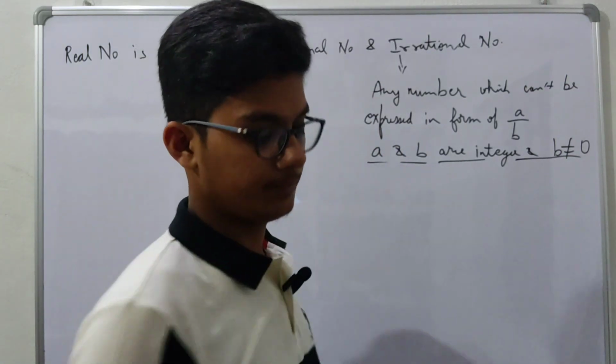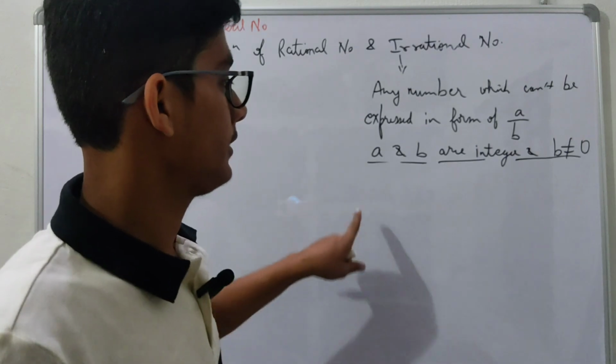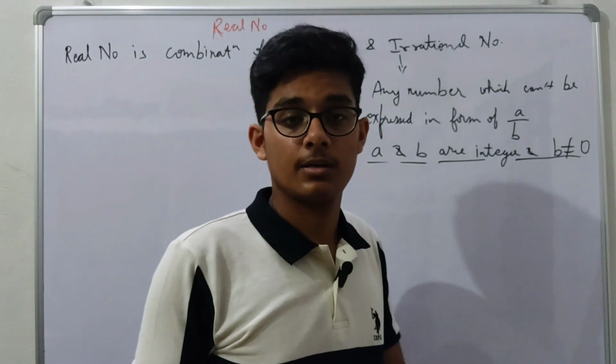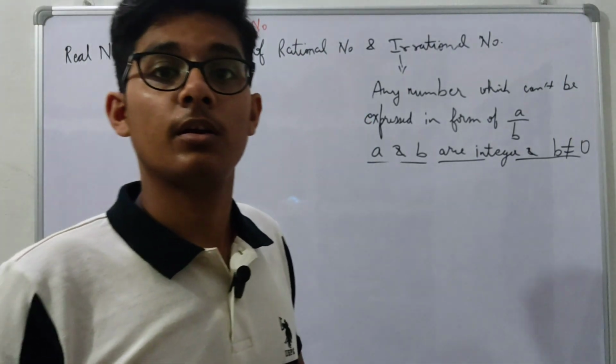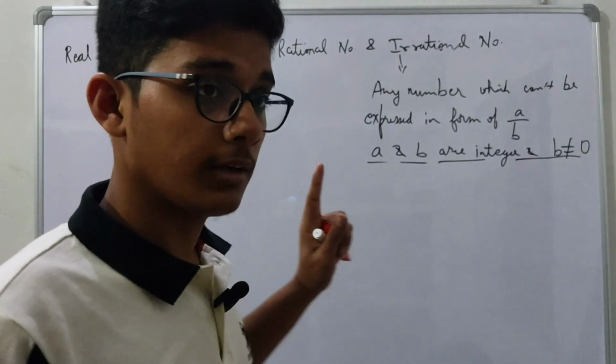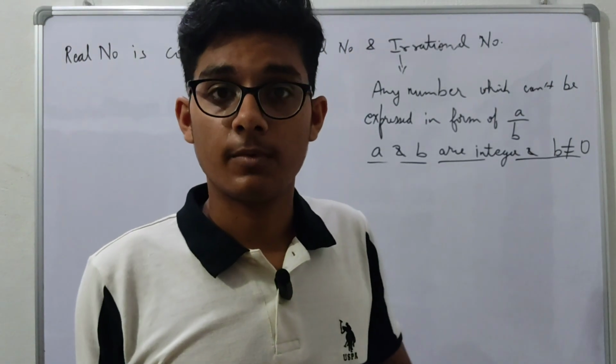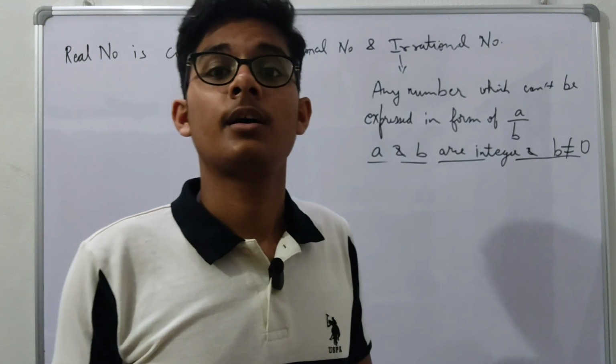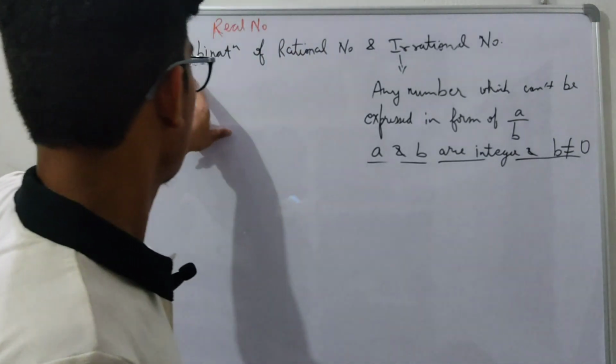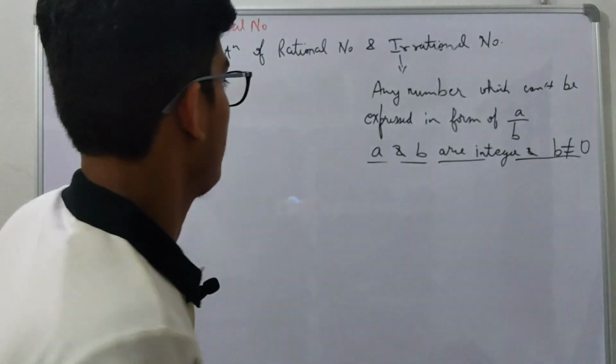Suppose we see the example, and you have to see that the decimal expansion of an irrational number is non-terminating, non-recurring, and the decimal expansion of a rational number is either recurring or terminating. So we have discussed this in the last video.